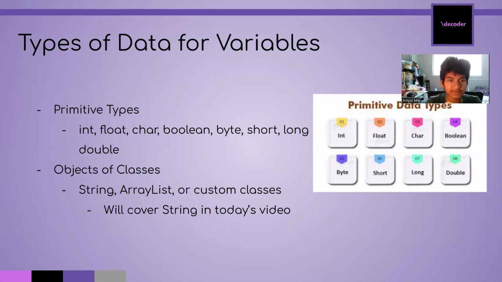So our primitive types are int, float, char, boolean, byte, short, long, and double. And also we could store objects inside of a variable. And this includes strings, array lists, or other custom classes that we create. In today's video, we will only be covering strings because in future videos, we will be covering array lists and other custom classes. So now I'll be moving on to VS Code just to show you guys some examples of declaring and initializing some variables.